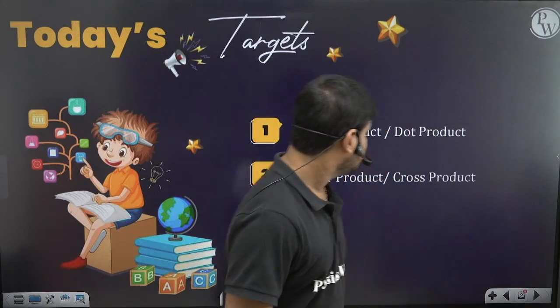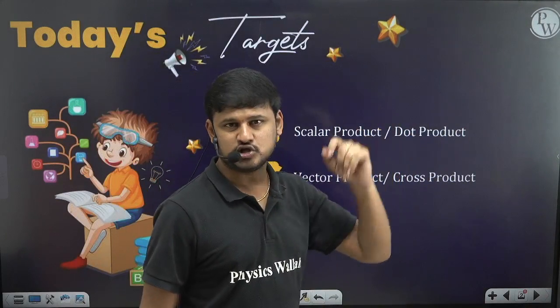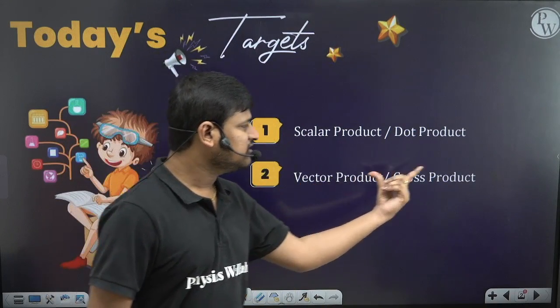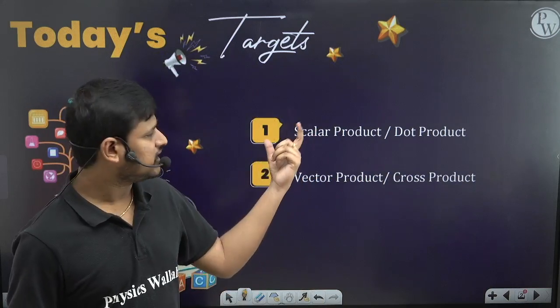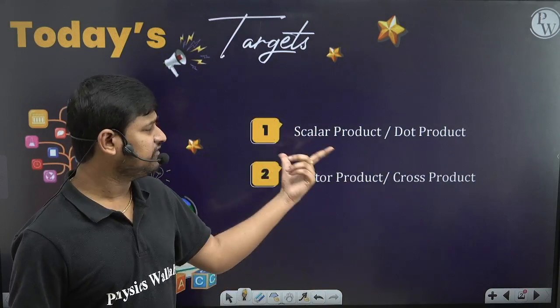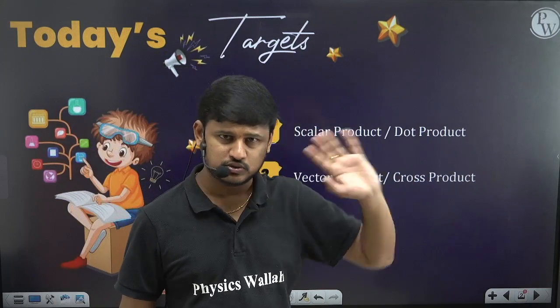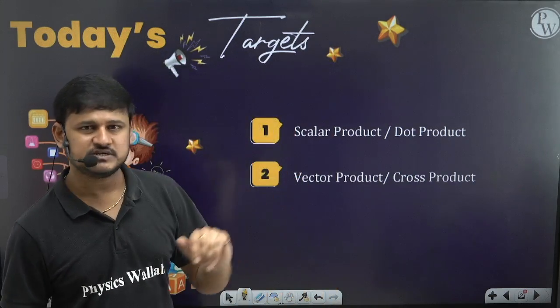We have 2 major targets. The first one is the scalar product, which is also called the dot product, and the next one is the vector product, which is also called the cross product. These 2 are our agendas for today's session, and we are going to do more numericals as well. We'll understand the vectors concept through numericals.